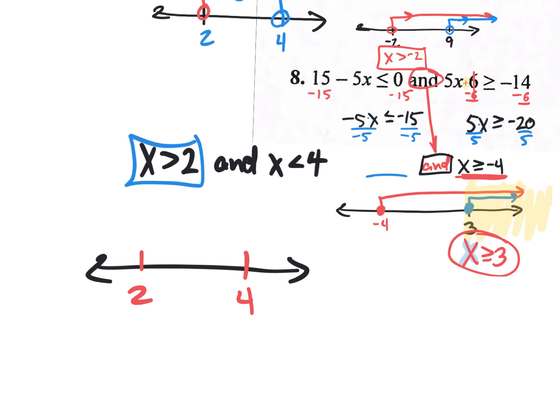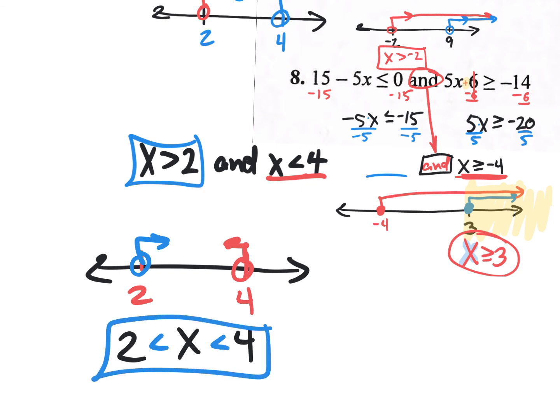Let's do this one in blue. It says greater than 2. Do this one in red, less than 4. How do I write my answer? Is it just going to be x is greater than 2? Is it just going to be x is less than 4? It's going to be together because the areas are together. I have to go back to what I was doing yesterday, putting the smaller number on the left, bigger number on the right with less than symbols. That would be your correct answer.